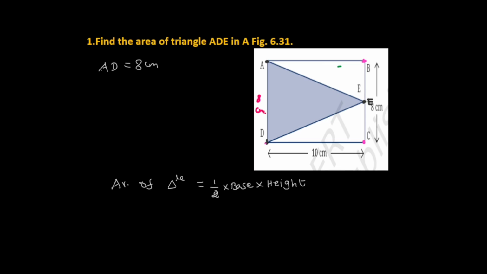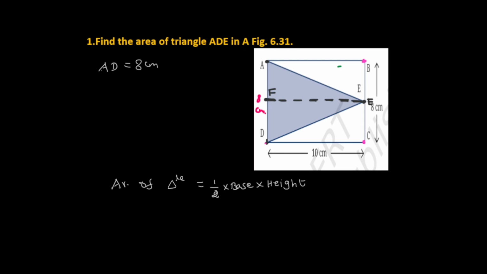Now we need to find the height. Height is nothing but if we are dropping a perpendicular line from one vertex to the opposite side. Now I am going to drop the perpendicular from E. If I am dropping a perpendicular like this, then this is my height. This is the height of the triangle ADE. So what about the length of this one? I am giving the letter F here.